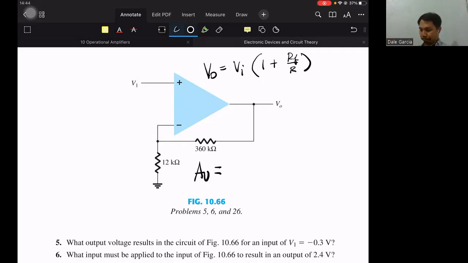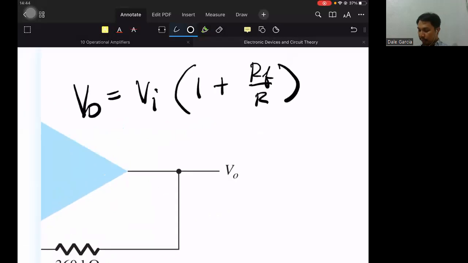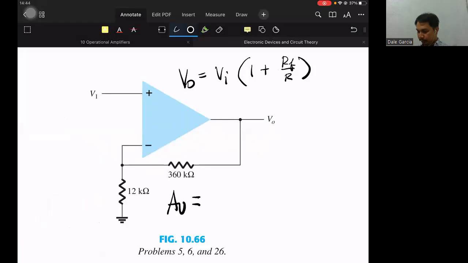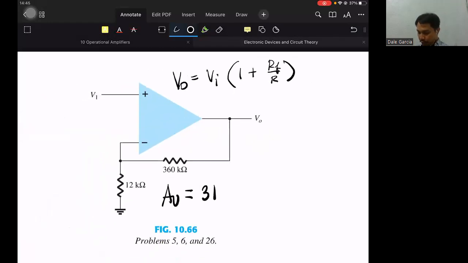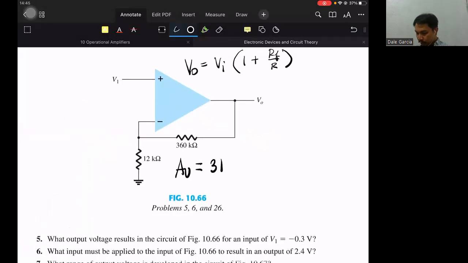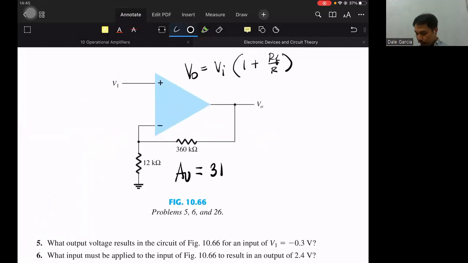Sir, I just want to clarify, sir. 1 plus RF over R, no, sir? Or 1 plus RF over R? Okay. 1 plus, the 1 is separate. It's 31, sir. It is not just added to RF, but to the ratio of RF and R. So 31, sir.